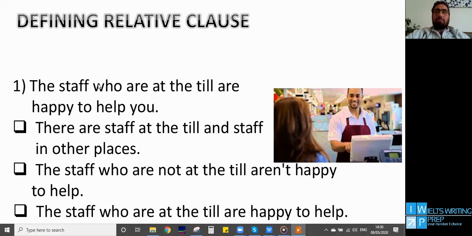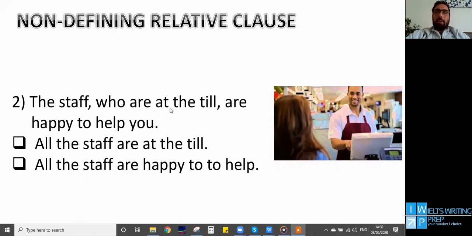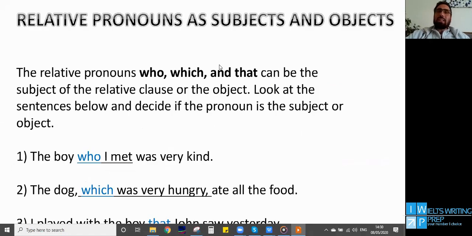So of course we have number one, there are staff at the till, staff at other places. Staff who are not at the till aren't happy to help. The staff who are at the till are happy to help. And number two, all the staff are at the till, all the staff are happy to help. Okay, so let's move on.